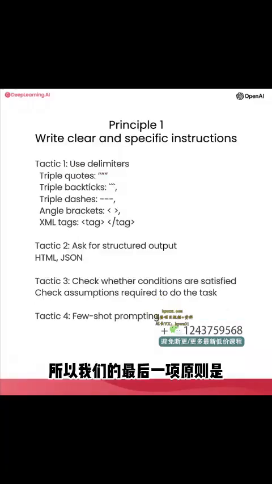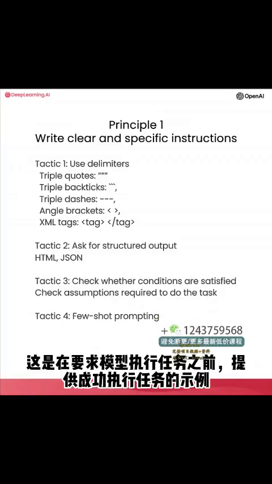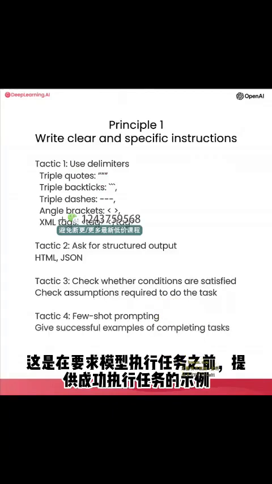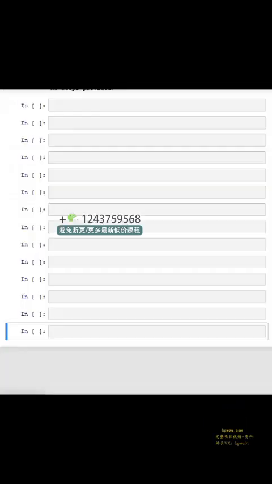So our final tactic for this principle is what we call few-shot prompting. This is just providing examples of successful executions of the task you want performed before asking the model to do the actual task you want it to do. So let me show you an example.